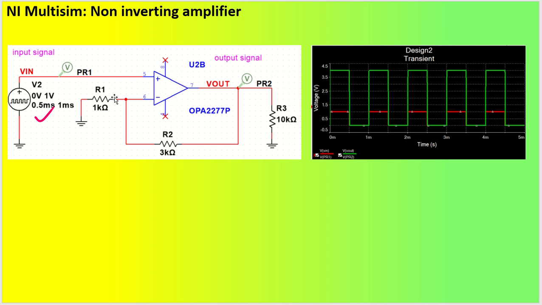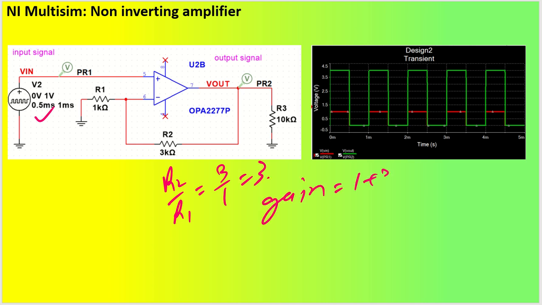Now the gain set here is how much? You can see R2 by R1 is 3 by 1, that is 3. So the total gain will be 1 plus 3, that is 4. It means my V output will be equal to 4 times V input. So you can see we have 1 volt input, so output is 4 volt. This is how the pulse is changing, and 0 will be 0 only.